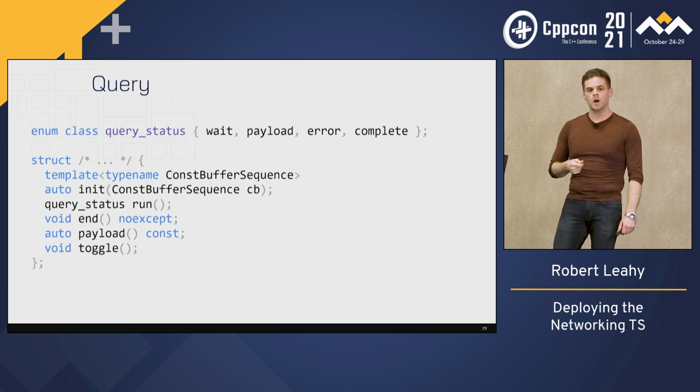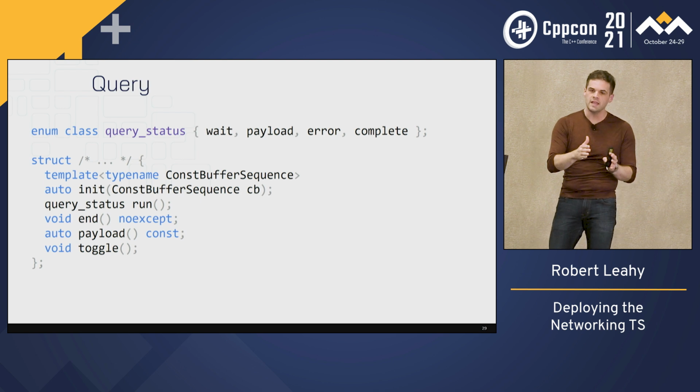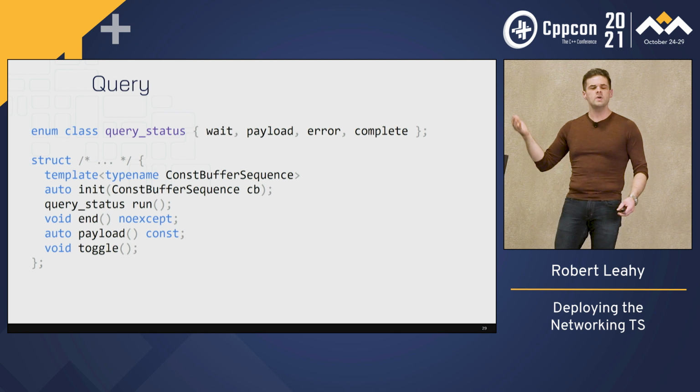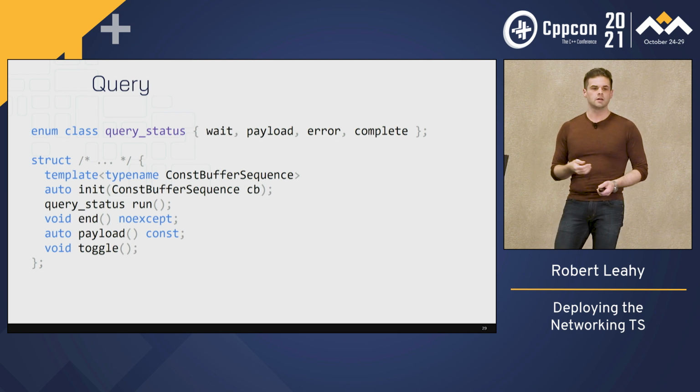As for the named type requirement of a query itself, we of course have a way to initialize ourselves based on a const buffer sequence. We have a way to perform an incremental bit of work we call run, which returns a query status. And because we can be canceled and we want to recycle this object, we have an end function which is called and tells us that we should get ready to be initialized again. Then, since run has no pathway to give us the payload that we're managing internally, we have a payload getter.